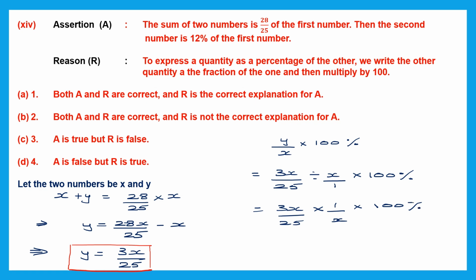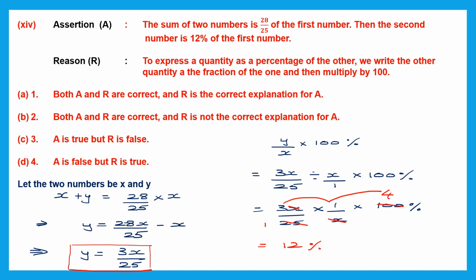So here in this multiplication we can cancel this x and this x. We can also cancel 25 and 100. 25 ones are 25 and 25 into 4 is 100. Nothing more to cancel. So we multiply: 3 ones are 3, 3 fours are 12. So our answer is 12%.